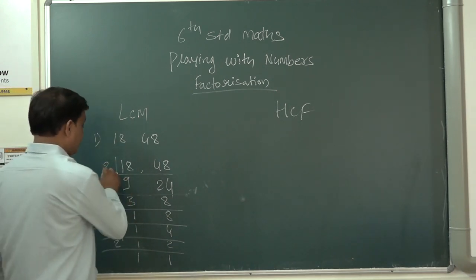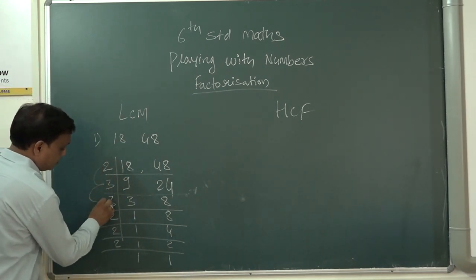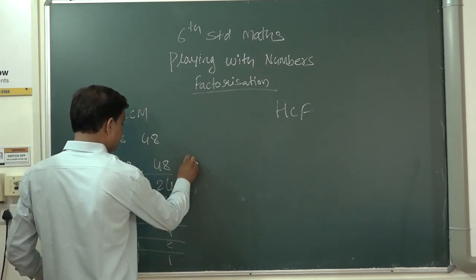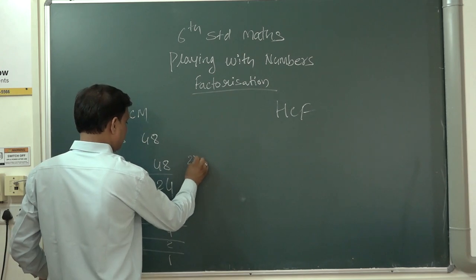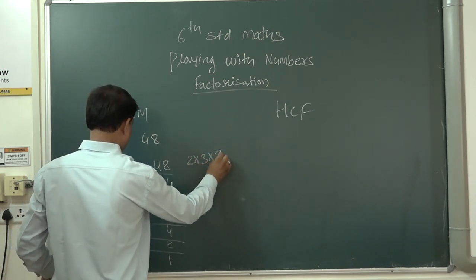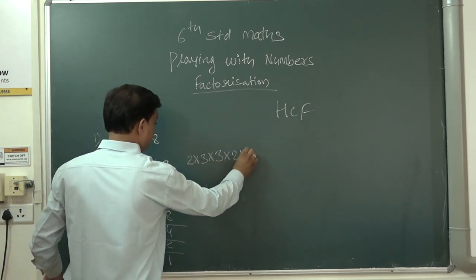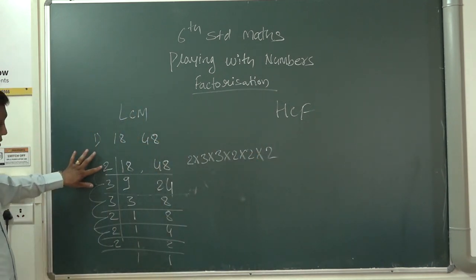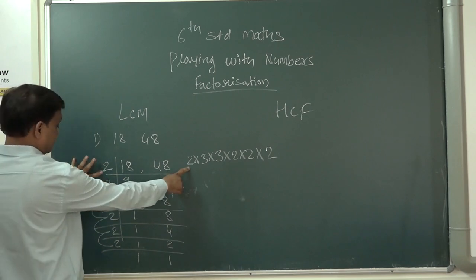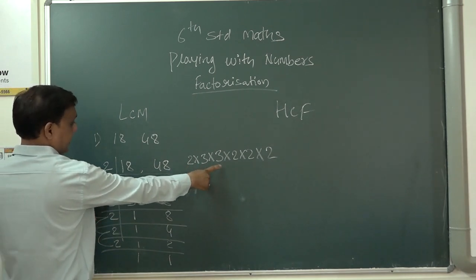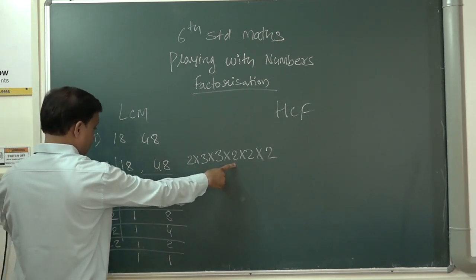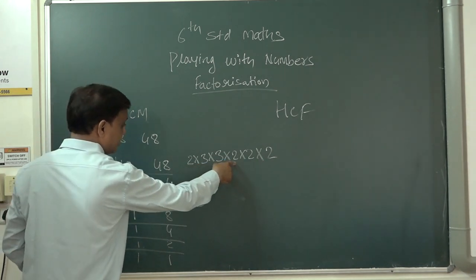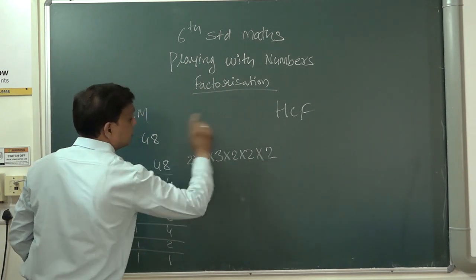Now how to multiply all these numbers? 2 into 3 into 3 into 2 into 2 into 2. So here I am writing 2 into 3 into 3 into 2 into 2 into 2. Please once again, 2 into 3 into 3 into 2 into 2 into 2 means 2 multiplied by 3 multiplied by 3 multiplied by 2 multiplied by 2 multiplied by 2.